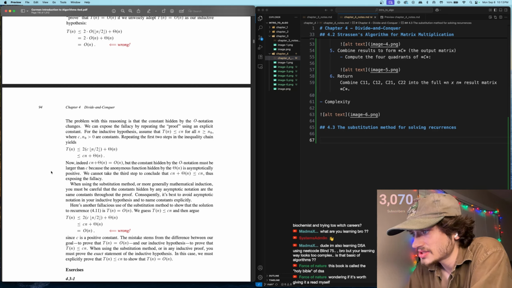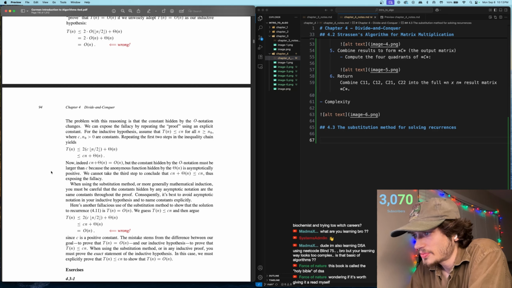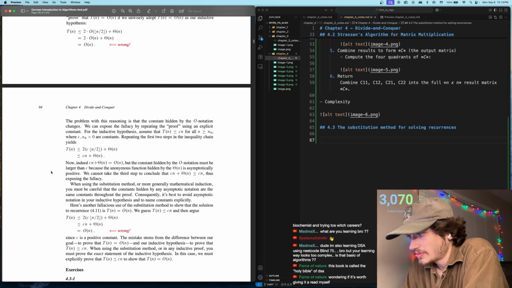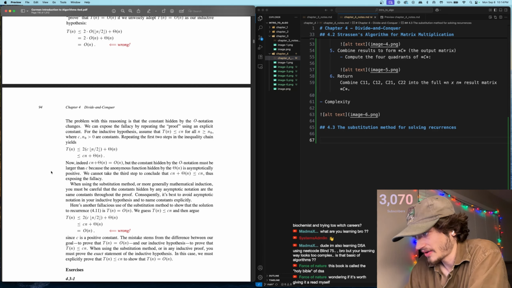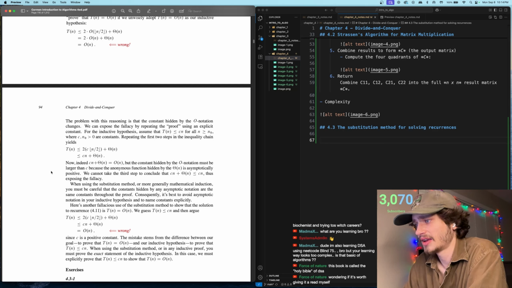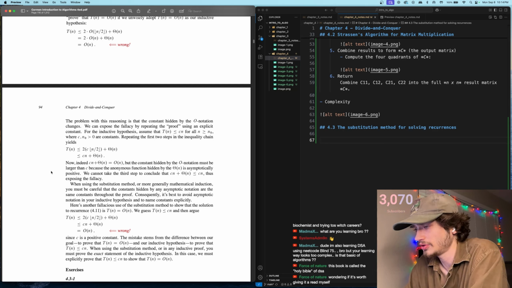Since c is a positive constant, the mistake stems from the difference between our goal, to prove that T(n) = O(n), and our inductive hypothesis, to prove that T(n) ≤ cn. When using the substitution method or in any inductive proof, you must prove the exact statement of the inductive hypothesis. In this case, we must explicitly prove that T(n) ≤ cn to show that T(n) = O(n).